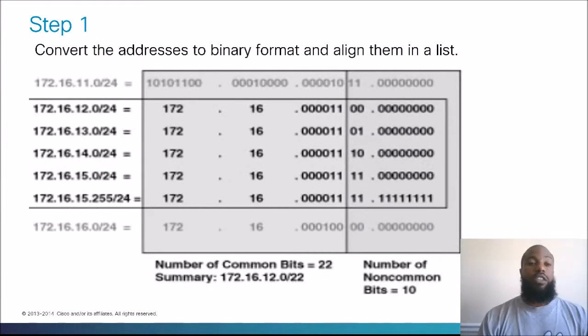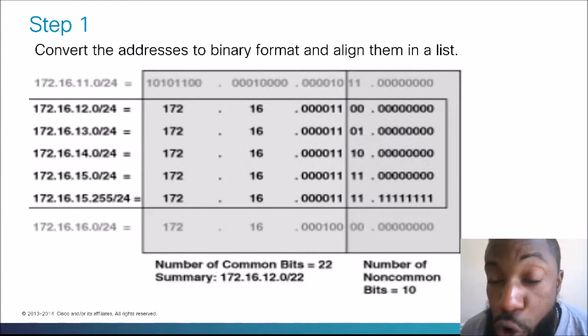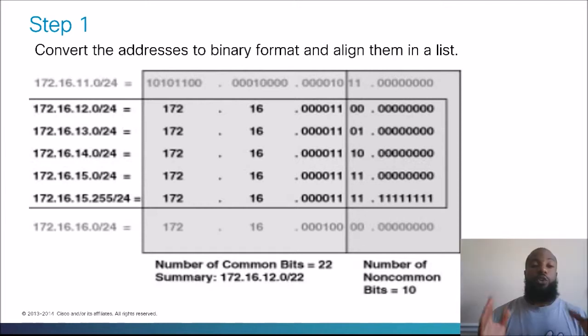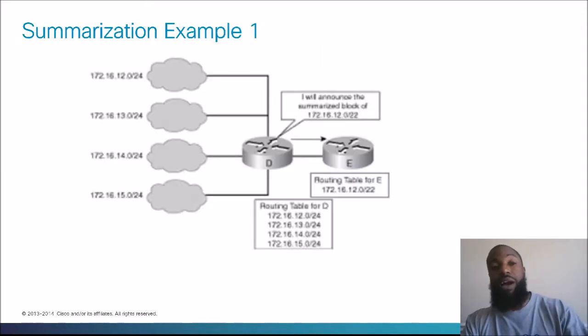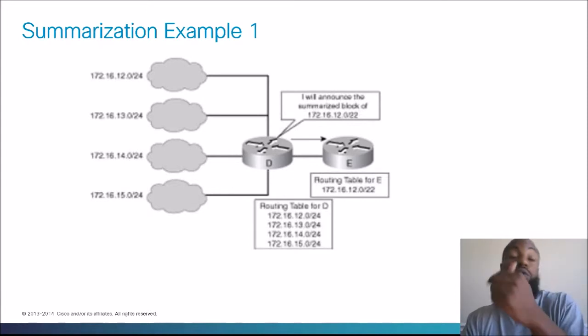Step 1: convert the addresses to binary format and align them in a list. You look here on the left-hand side, we're taking this same exact topology and we're doing some manual summarization.